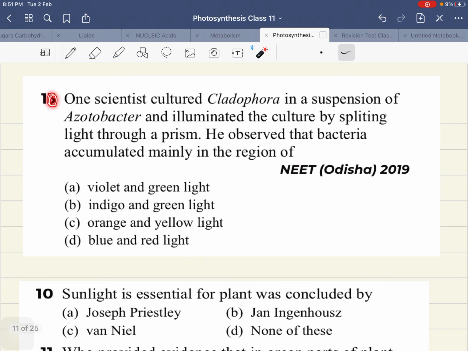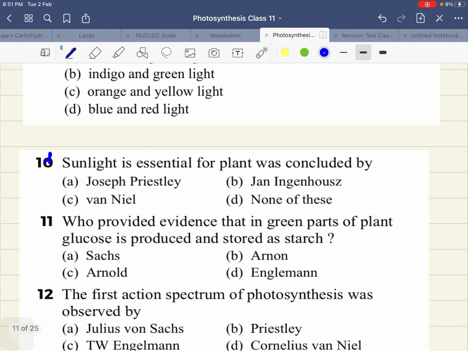Next, this is question number 10. One scientist took Cladophora in a suspension of bacteria and illuminated the culture by splitting light through a prism. There was one scientist who did this very interesting experiment. He observed that bacteria accumulated in the region of, just as we finished this, okay, sunlight is essential for plants. This was concluded by, you know this answer.